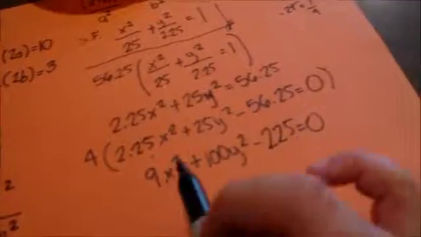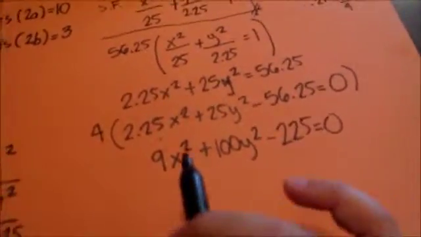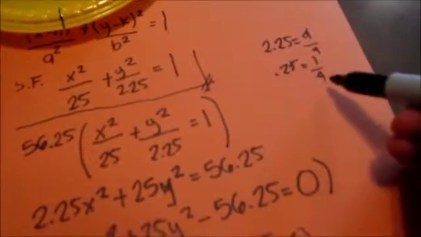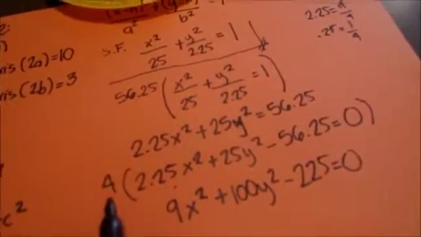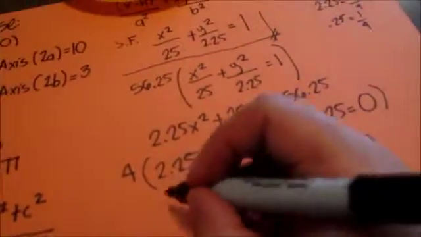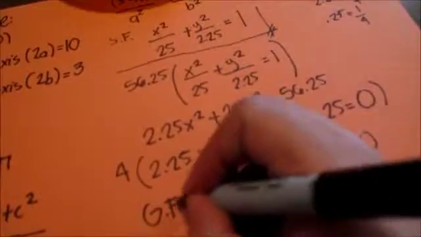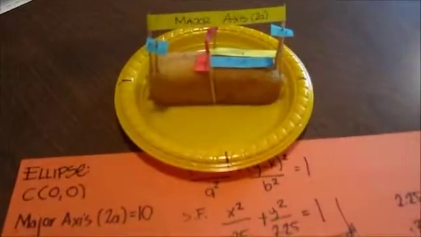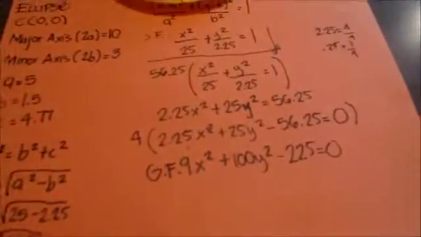So the last step that you need to remember is to convert the decimals to fractions, and that way you will have the number you need to multiply by in order to have whole numbers in your general form. This is your general form, and that's how we calculate everything from a Twinkie to the general form.